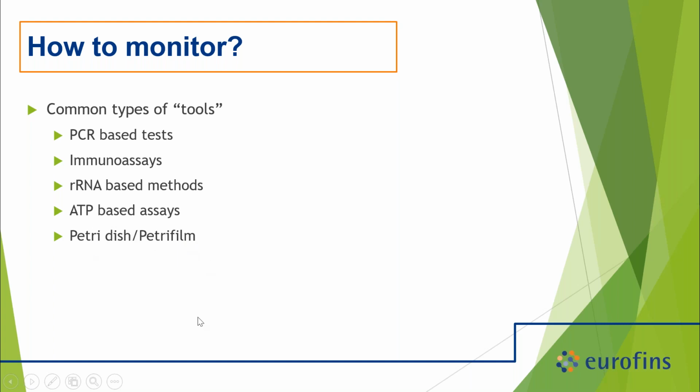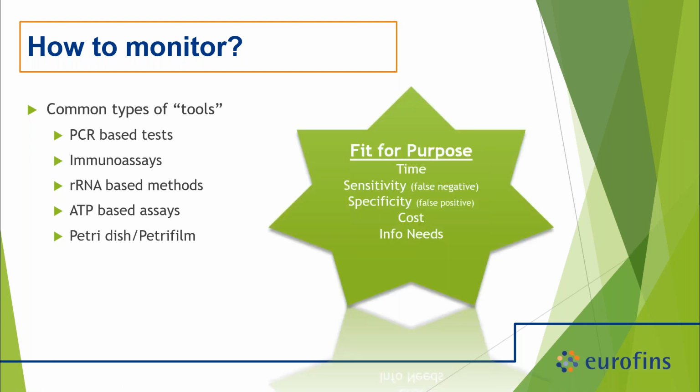And then certainly Petri dishes and Petri films, which would be the cultural kind of methods, like are they growing? If you think of those colonies on a plate, that's what these are. So we have a lot of different ways that we can approach environmental monitoring. How do we pick it, right?